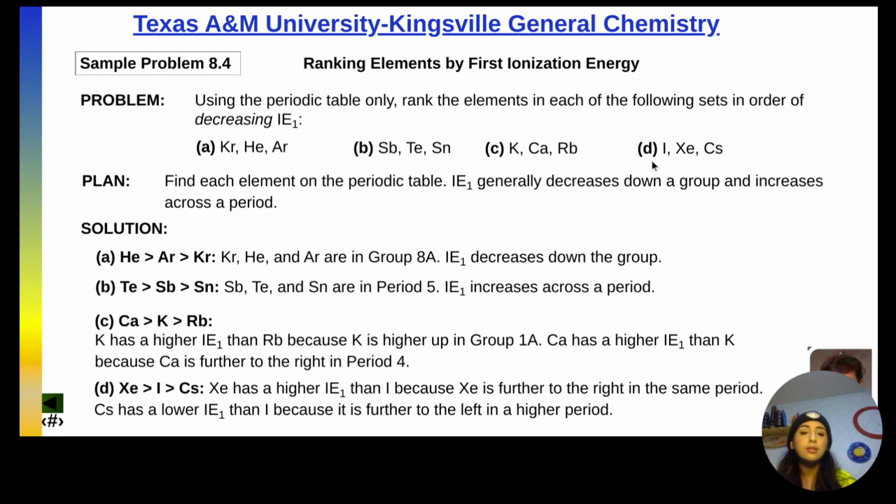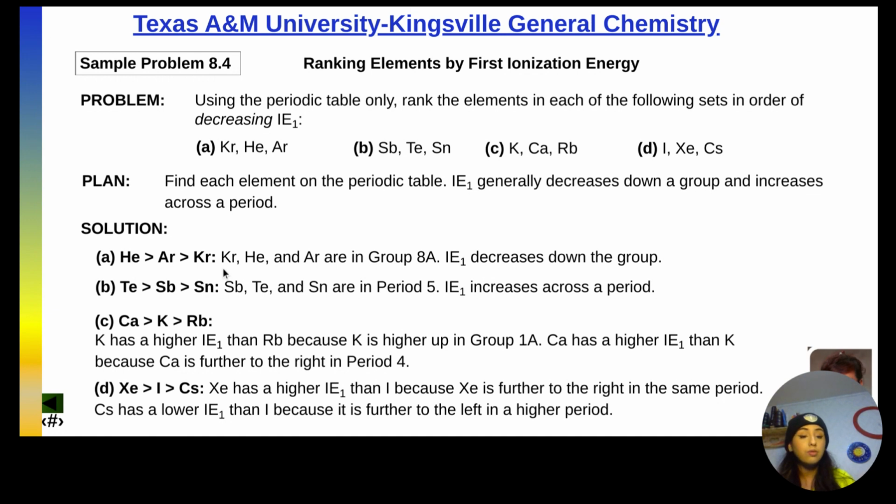IE generally decreases down a group and increases across a period. So we should keep that in mind as we answer these questions. So for our solution, for our first group, A, we are rearranging it in the order He, Ar, Kr. And this is because Kr, He, and Ar are in group 8A. IE decreases down the group. So Kr is at the top and Ar is at the bottom.